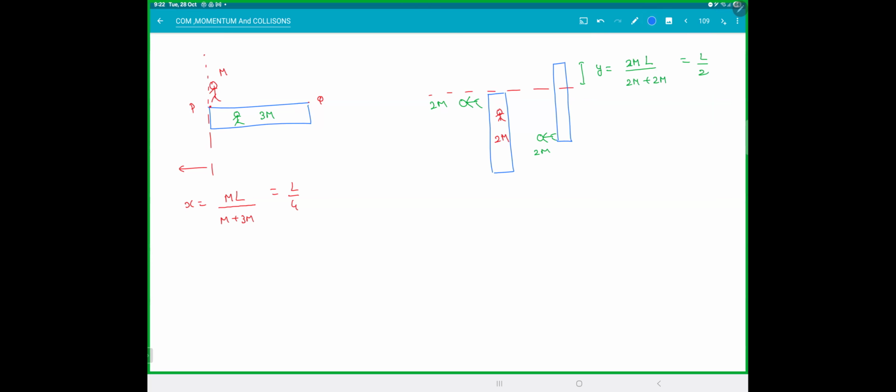Are you getting how I did this? That means when A walks, the plank will go L by 4 backward. When B walks, the plank will go L by 2 upward. So therefore, the displacement will be minus L by 4 i cap plus L by 2 j cap. Are you clear what we did?